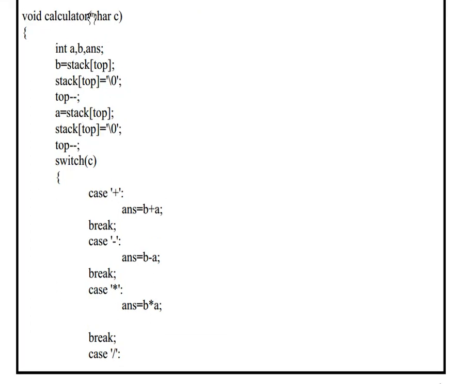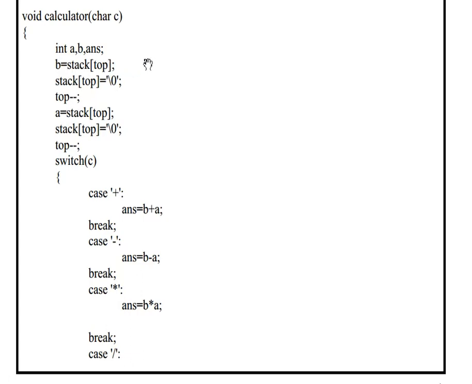So in the calculator function we can see that it receives a character operator. So here in this function, whenever there is an operator, according to the algorithm, we need to pop out the top two elements of the stack and apply the operator. So first, on top of the stack, operand 2 will be there, and that will be copied to variable b.